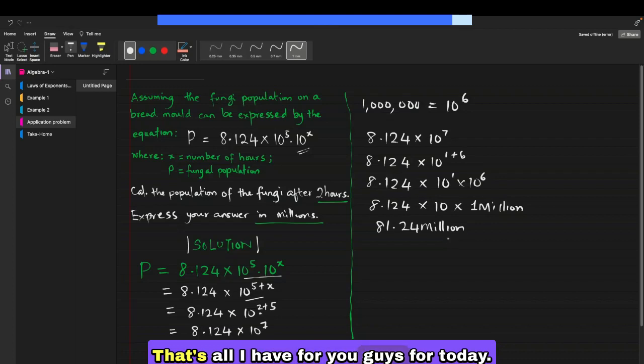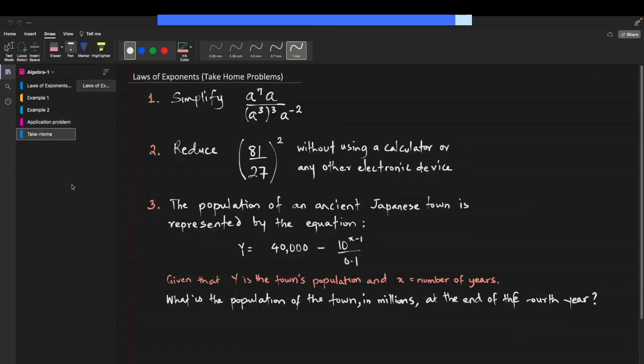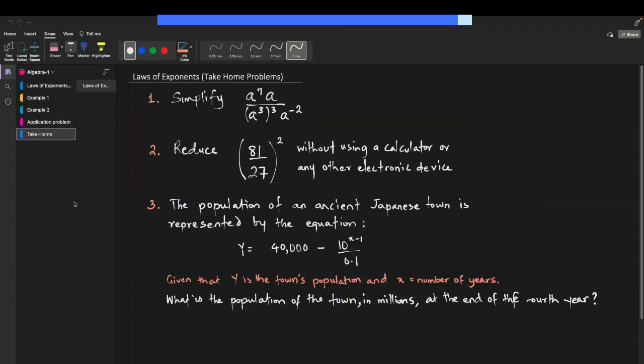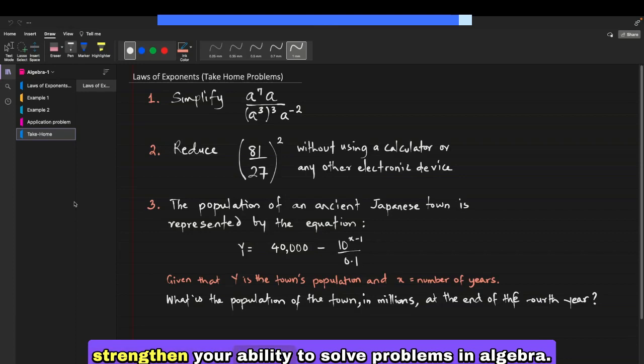That's all I have for you guys for today. I have a take-home assignment for you. You need to try this take-home assignment to strengthen your ability to solve problems in algebra, okay?